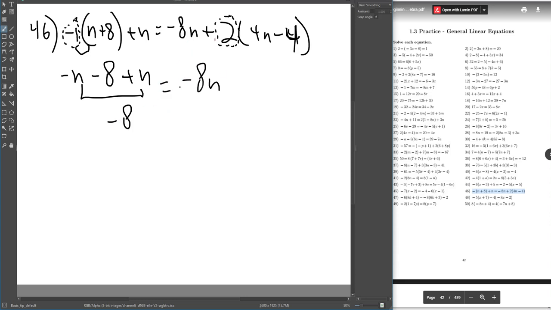Minus 8n. So 2 times 4n equals 8n. 2 times negative 4 equals negative 8. These two cancel out, right? And I'm left with negative 8. Negative 8 equals negative 8. There's no solution possible. What do they say?